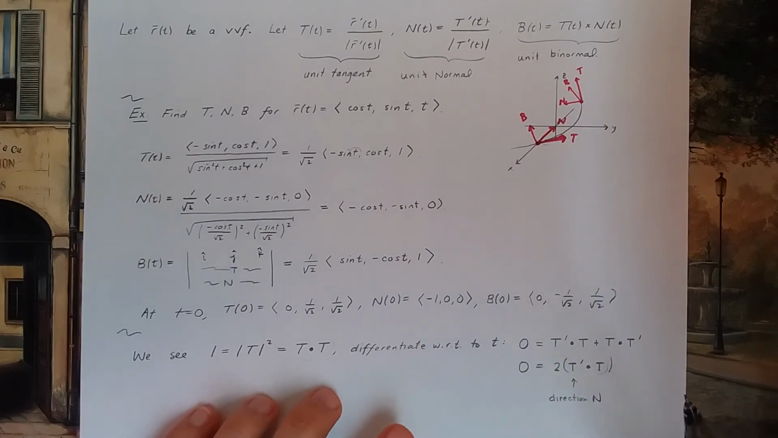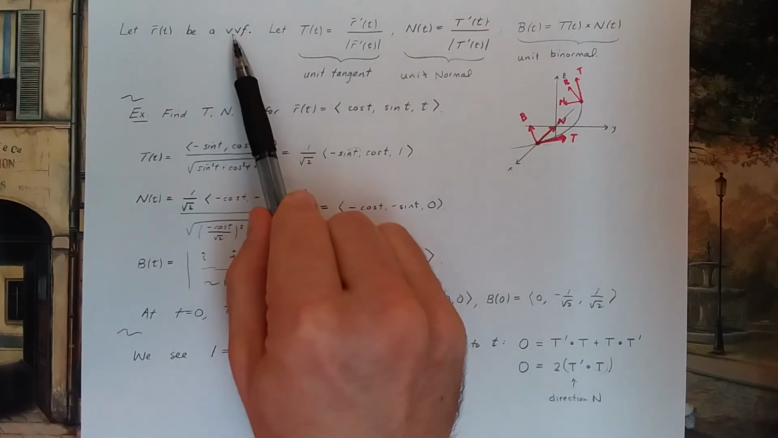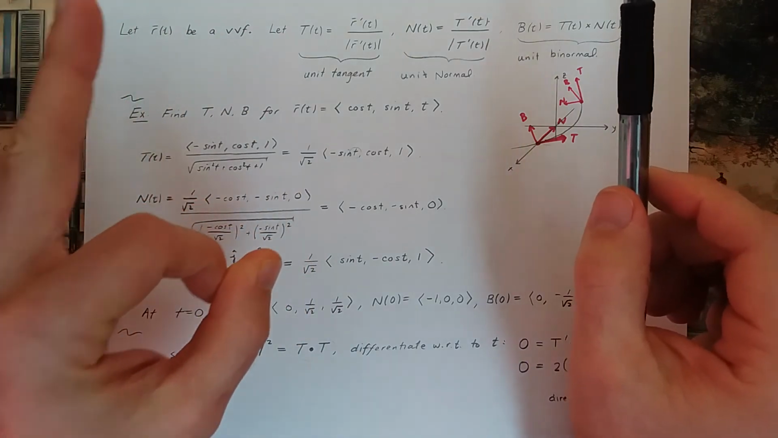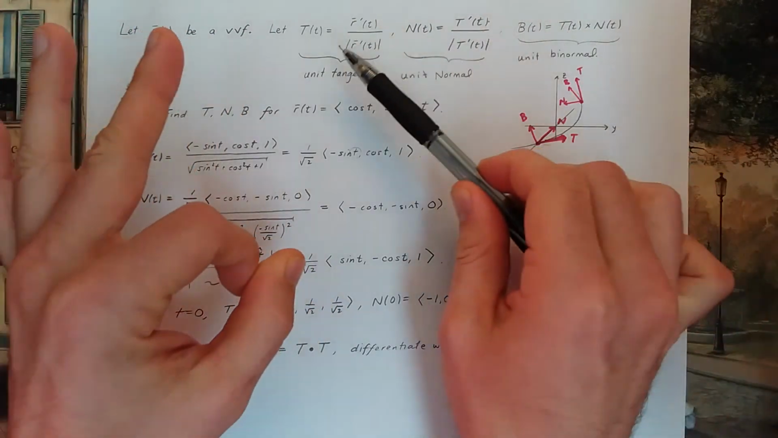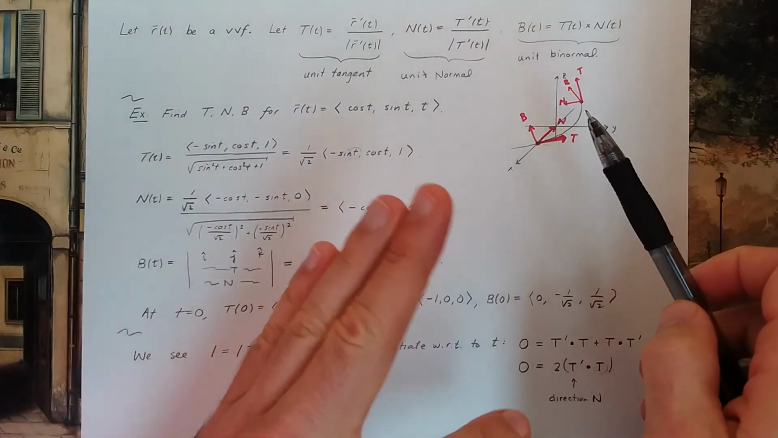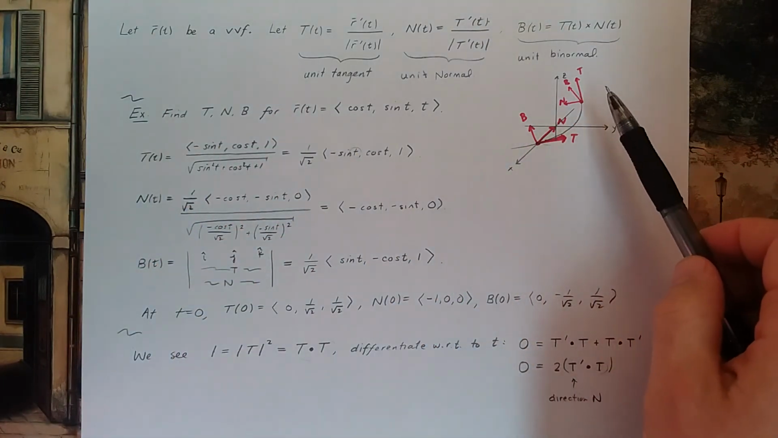Okay, so what we've done in this video is taken a vector valued function and defined 3 related vectors, 3 related vector valued functions, t, n, and b. They create a frame that moves along in space along with your curve.